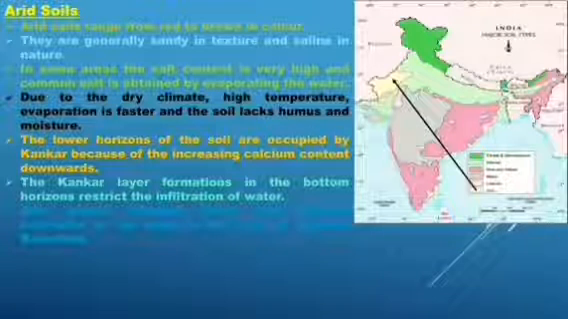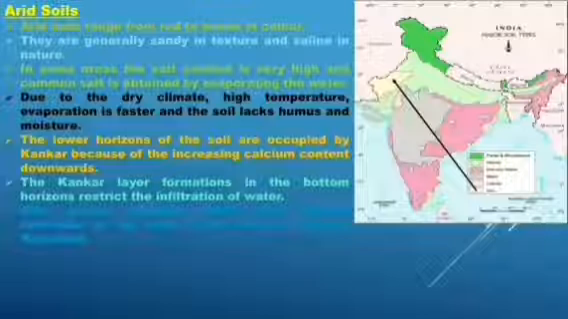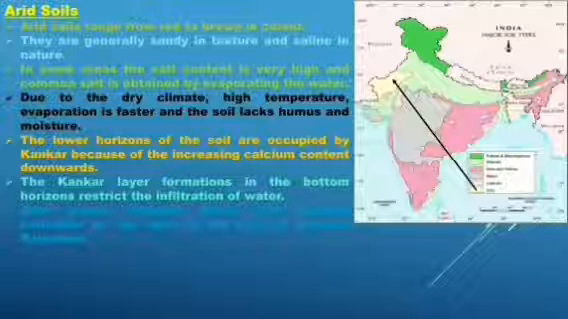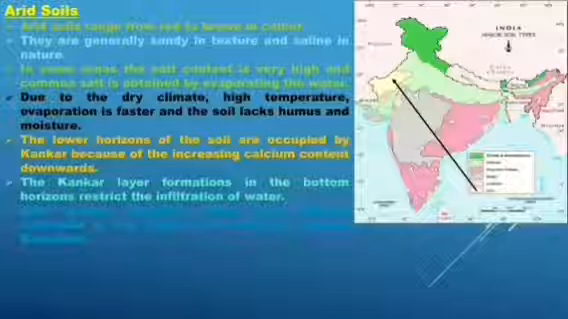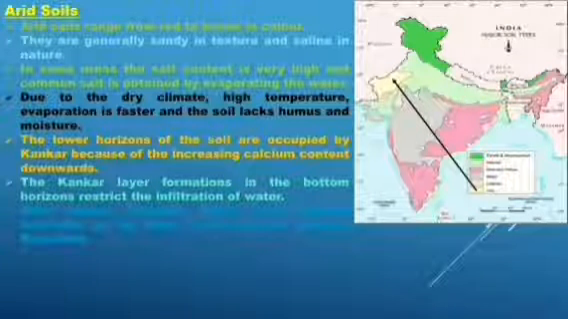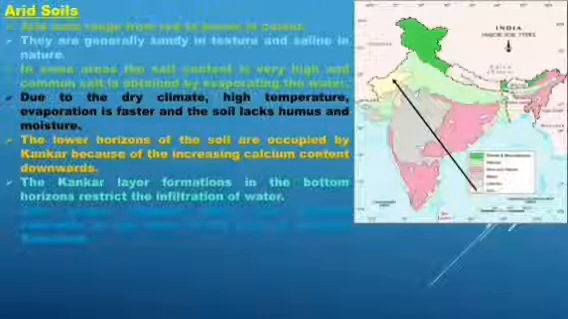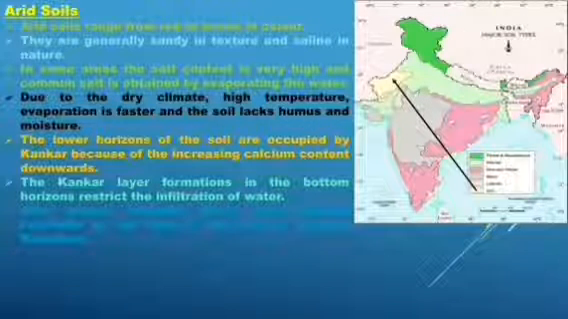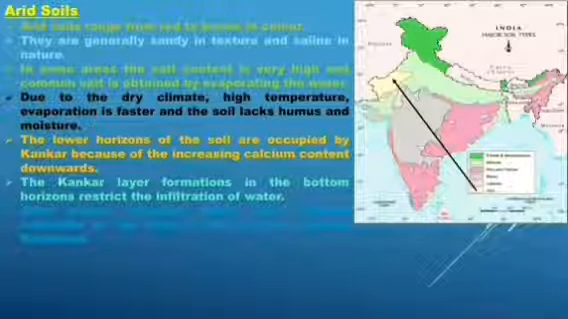Below the sand there are some rocks, which are known as kankar, because there is increasing calcium content downward. Due to this calcium content, water cannot penetrate below the layers. It remains up to the limit. The kankar layer formation in the bottom layers restricts the infiltration of water, as I already told you. Means that water cannot penetrate below the layers.